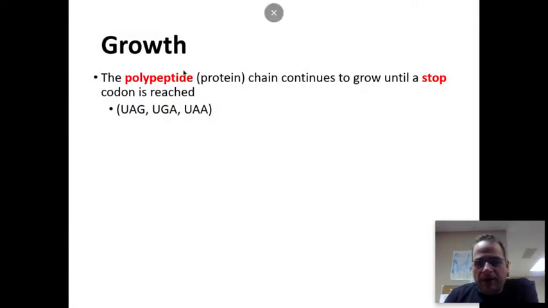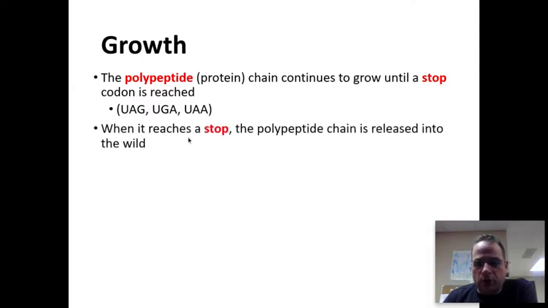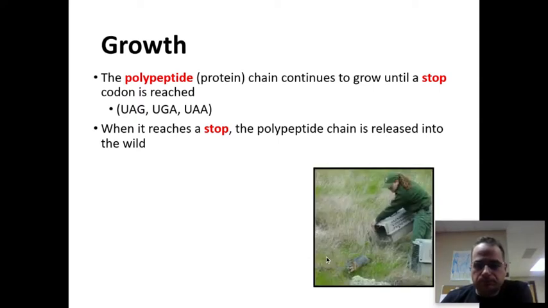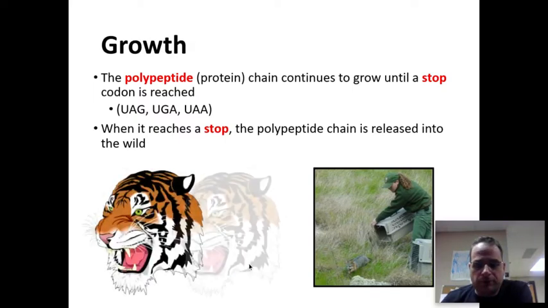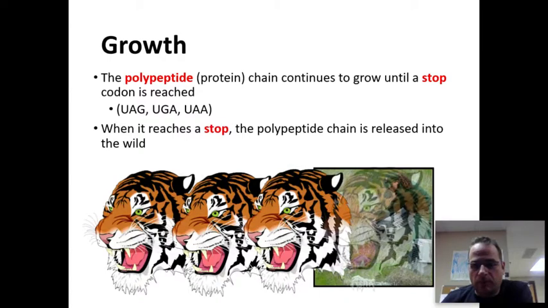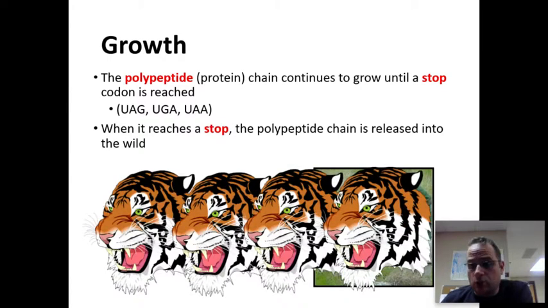Growth. The polypeptide or protein chain continues to grow until it gets that stoplight to tell it to stop. In this case, it could be one of these three codons. When it reaches stop, the protein chain or polypeptide chain is released into the wild. So think of it as like catch and release. I'm releasing the critter. Let the lions go.